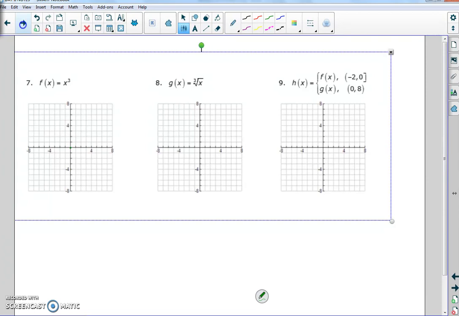X cubed. I'm going to put all my values, which remember I said we're working on remembering exactly where those go. Cube root of x goes like this. And I want to find out what I'm graphing and where. From -2 to 0, I'm plotting f of x. So -2 to 0, that's the part I'm graphing on my graph. I want an open circle at -2. I want a solid circle at 0, and I can put my other point there.